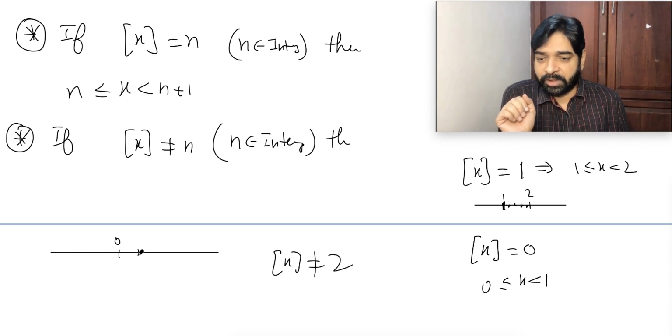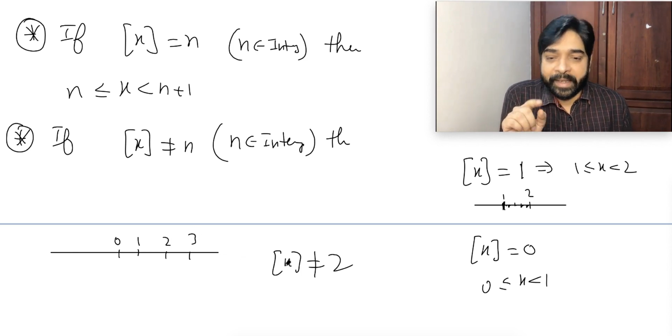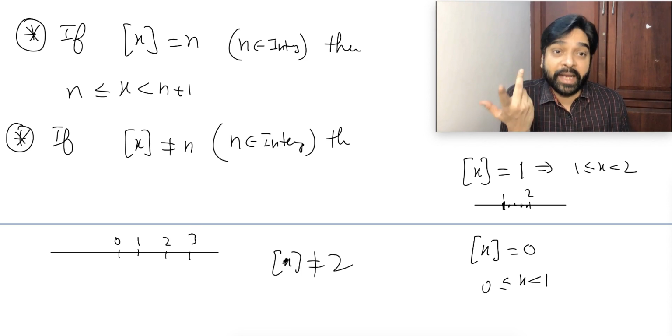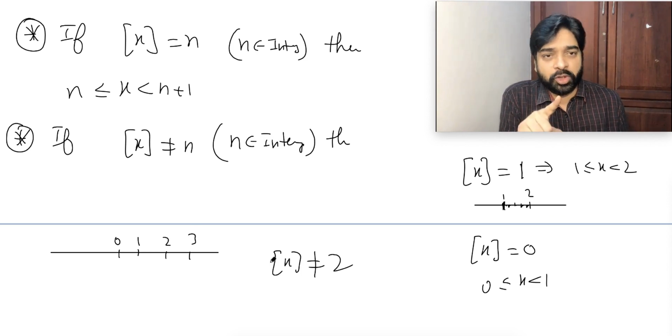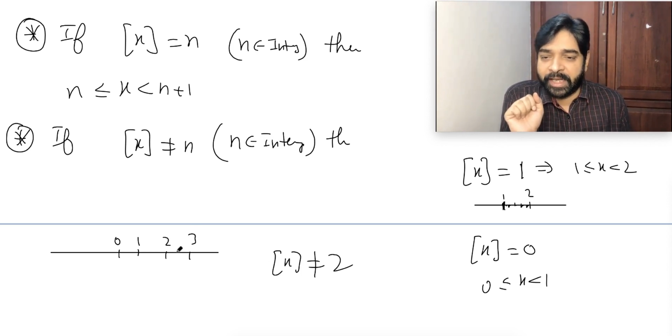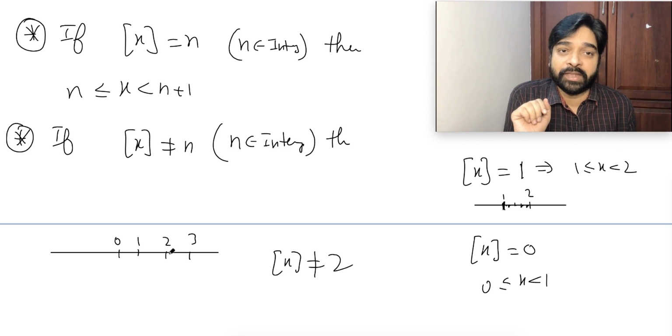This is your 0, this is your 1, this is your 2, this is your 3. Greatest integer of x should not be 2. So where will x be? 100% it should not be 2. So x should not fall in this area. Otherwise greatest integer of x will become 2.